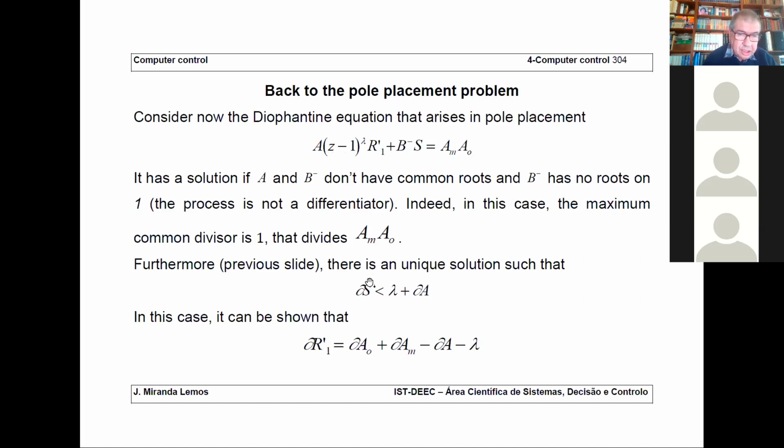Applying the result of the previous slide, and making some computations that I'm going to skip, if you want, I can give you a text with all the details, then the degree of R1 prime is given by this expression.